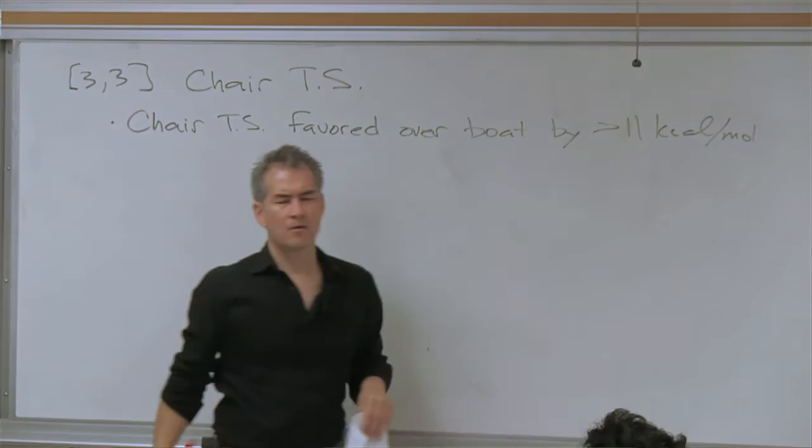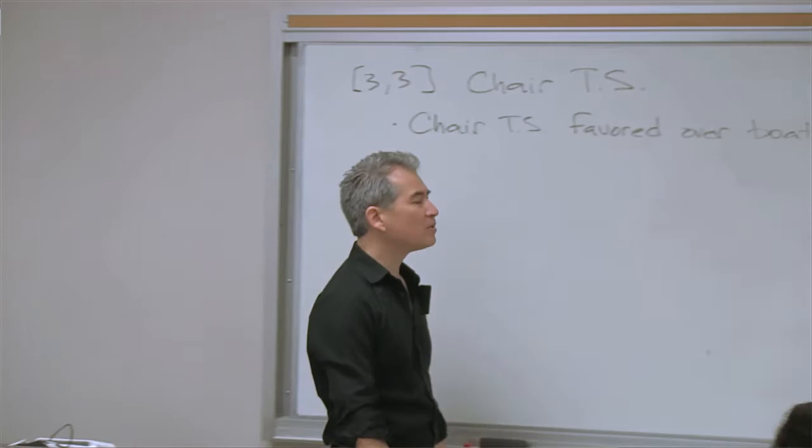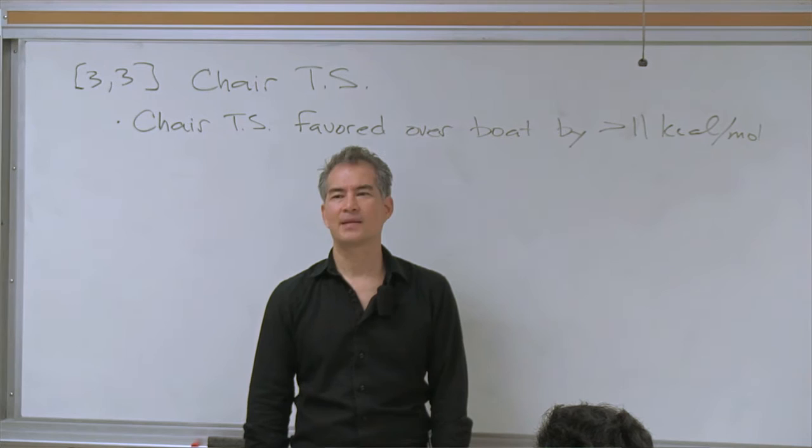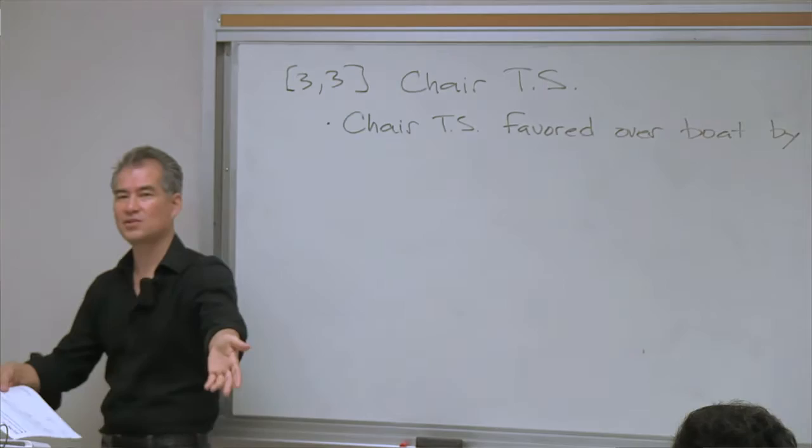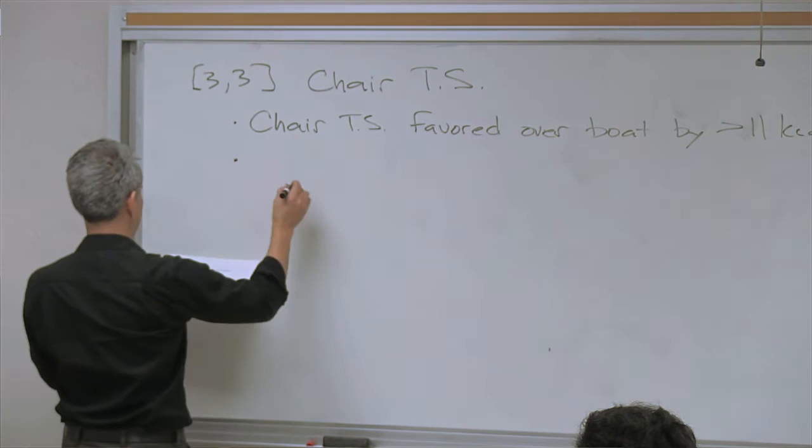Over 11 kcals per mole. How many factors of 10 is that? Right, 1.4 kcals per mole is a factor of 10. I'm not that good at math, but you guys are good at that. Seven. 10^7. So chair transition states ought to be faster than boat transition states by 7 orders of magnitude. So you should expect huge selectivity for chair-like transition states.